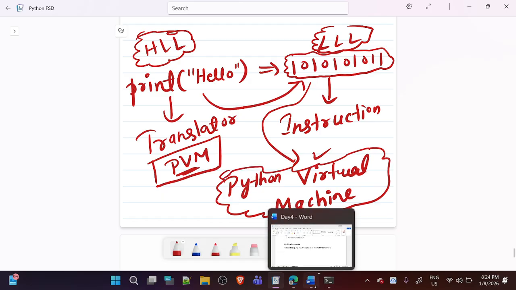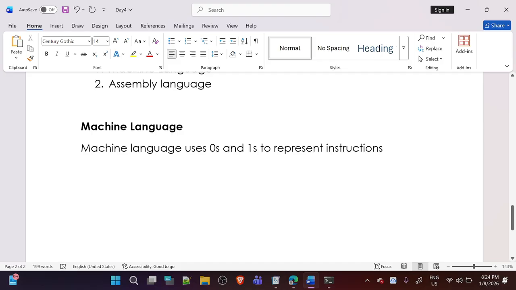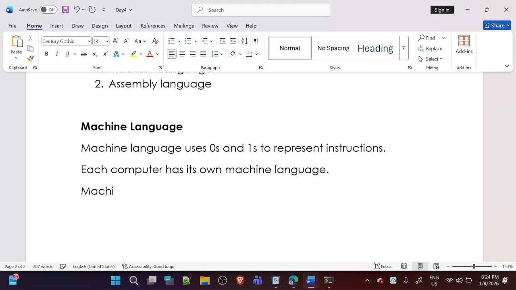Okay, so let's come back here. Machine language uses zeros and ones to represent instructions, right? Each computer has its own machine language. Each computer has its own machine language, and we can say machine language instructions.